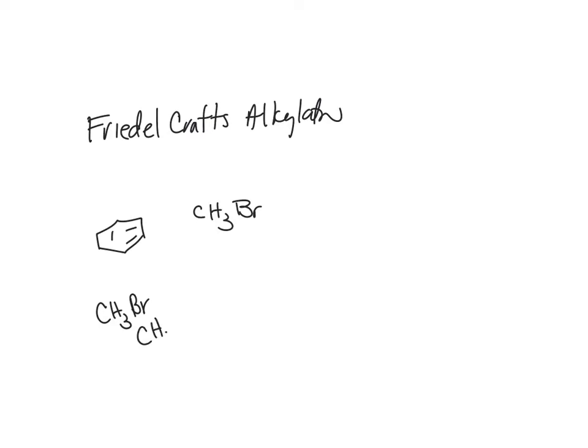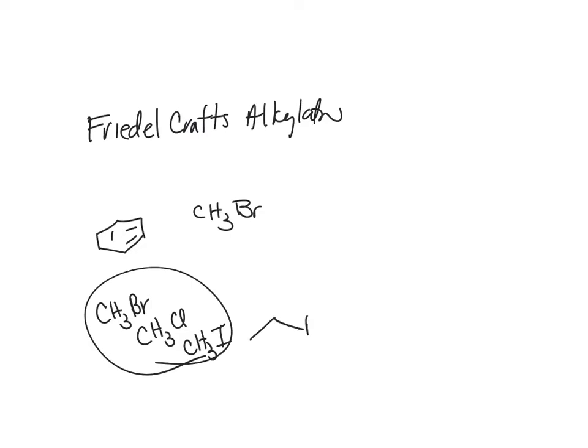Okay, so Friedel-Crafts alkylation, and this is a way to make a carbon-carbon bond. So if we have something like, let's say, methyl bromide, it can be the alkyl bromide, it could be an alkyl chloride, it could also be an alkyl iodide. So any of these would work. You could also do something like this with an ethyl group. Now, you have to put in a Lewis acid to generate a strong electrophile.